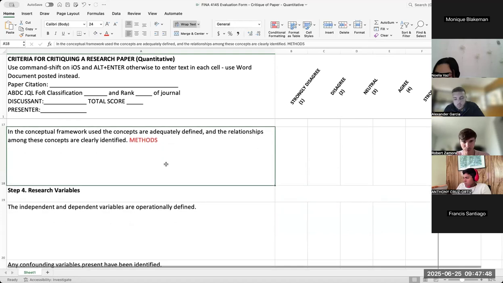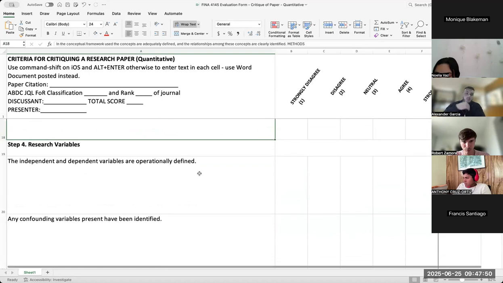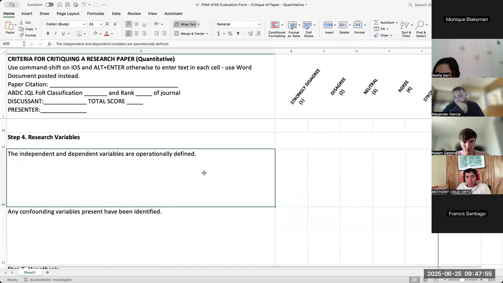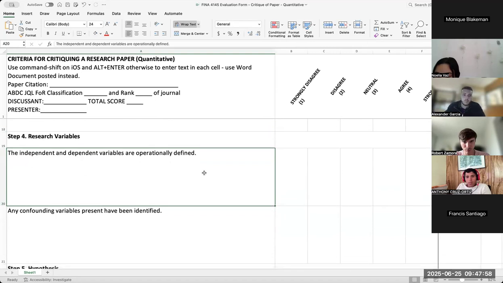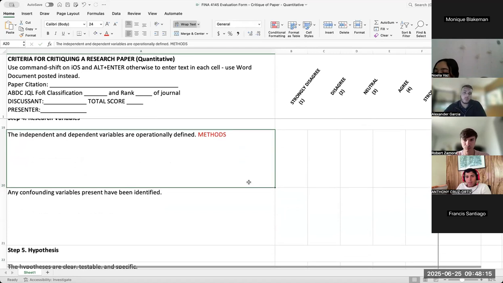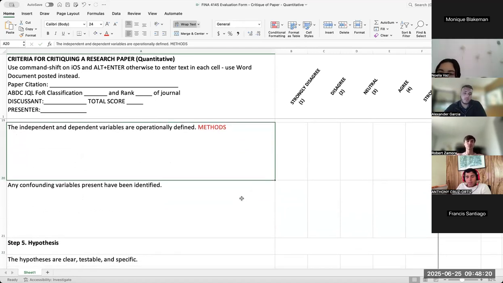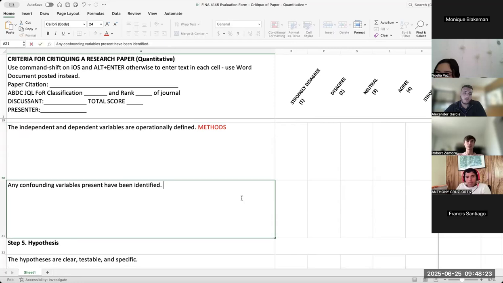Okay, so then we get into the research variables. Where's this going to show up? Independent and dependent variables are defined. Should be in the methods, right? Methods and data. So you guys, this should be a good guide for you to follow. And of course, you're going to write more around this to make it flow together, but these things have to at minimum be there. Are you dealing with any confounding variables?